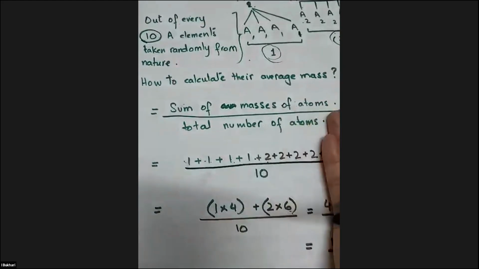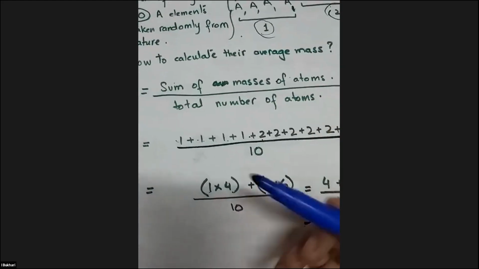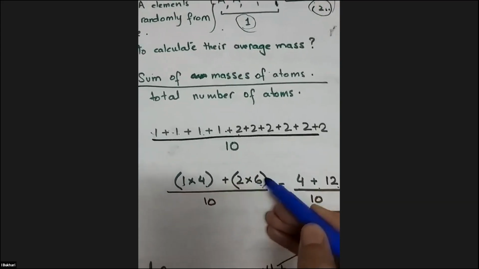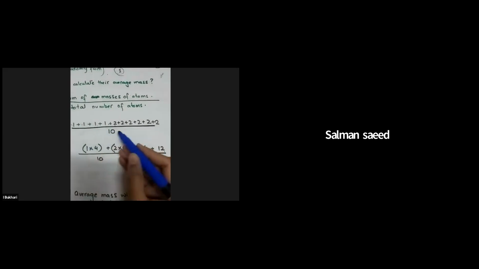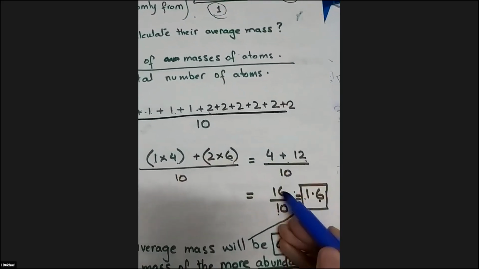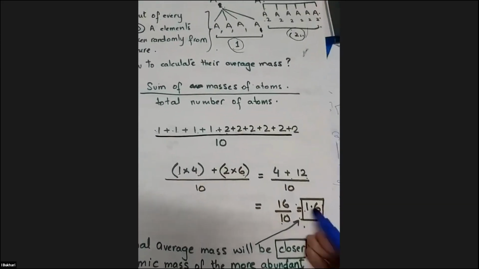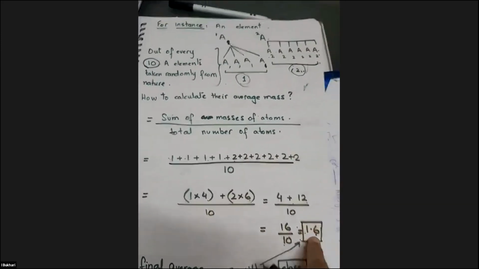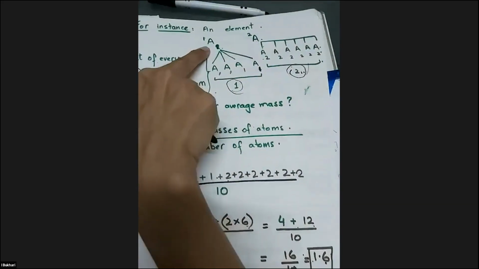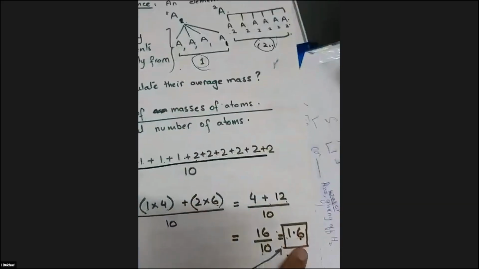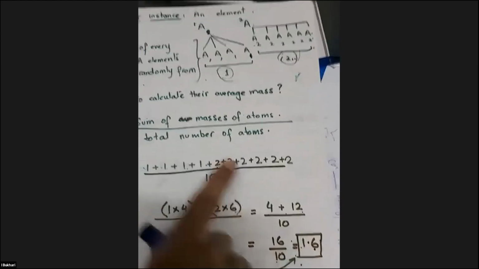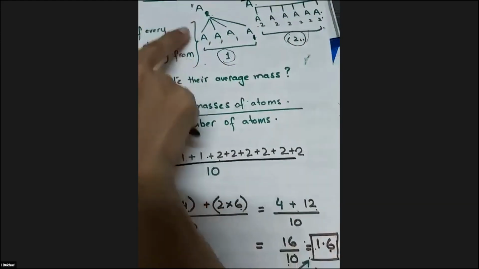Sum of masses of atoms divided by the total number of atoms. So I had 4 atoms of mass 1, so I simply multiplied 1 by 4. I had 6 atoms of mass 2, so I will simply multiply 2 by 6. So what do I get? 1 times 4 is 4, 2 times 6 is 12, 12 plus 4 is 16, divided by 10, I get 1.6. So 1.6 is the average atomic mass for my imaginary element.